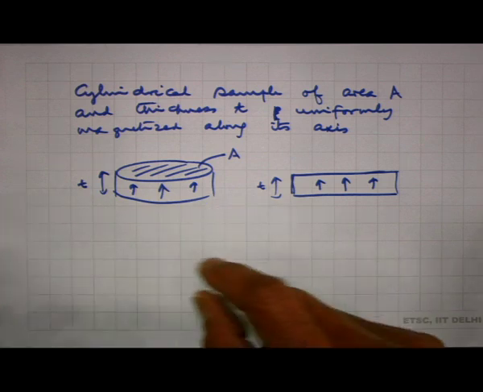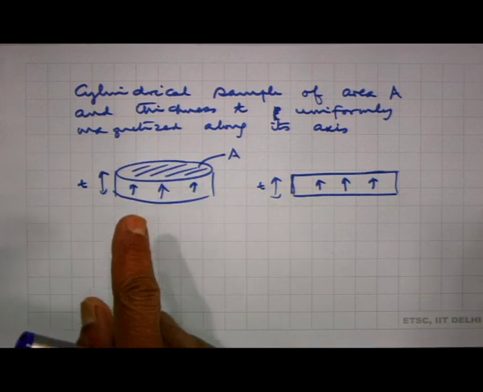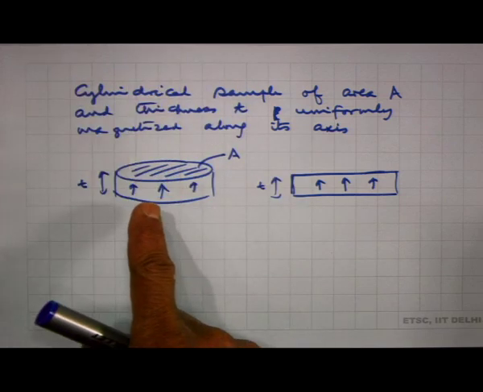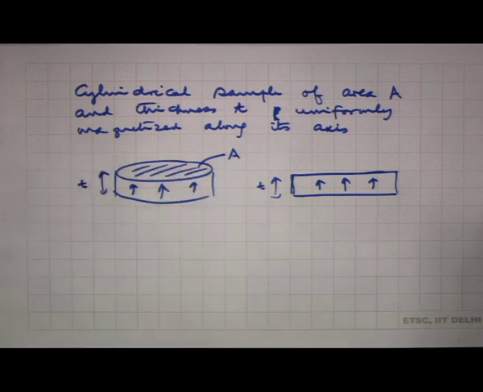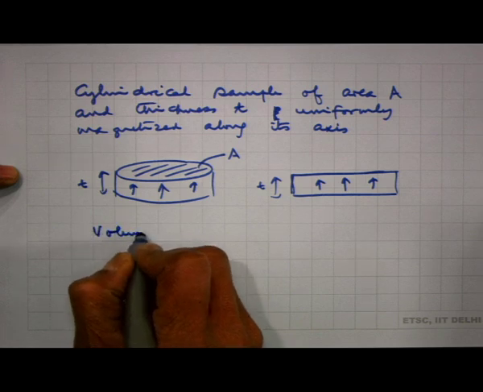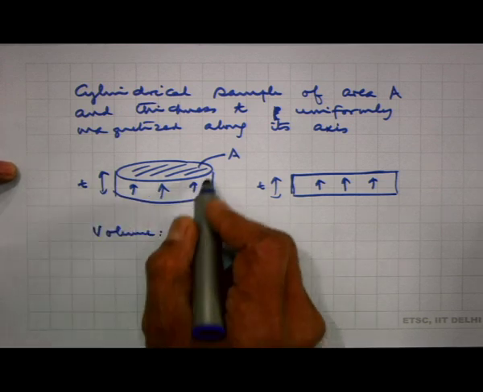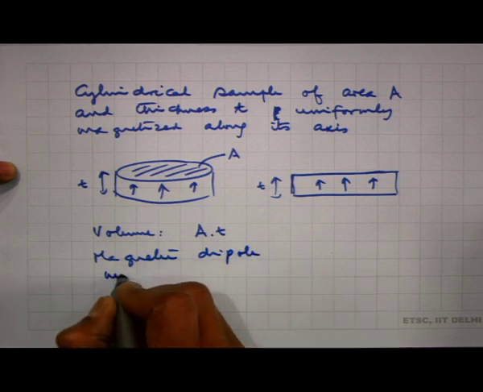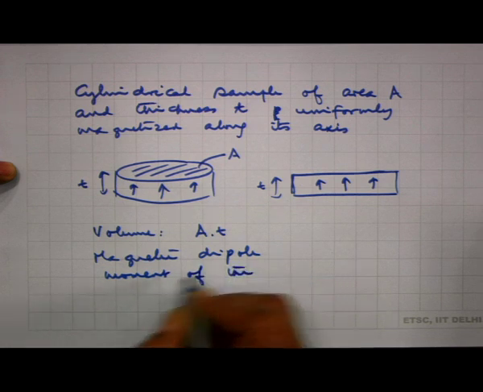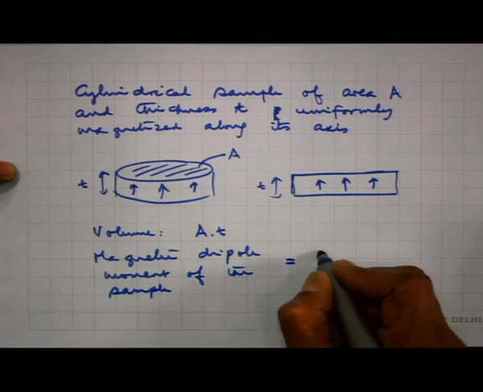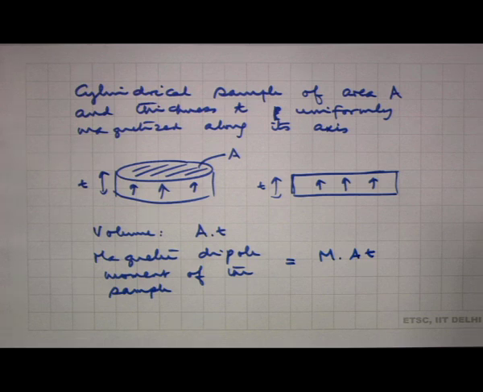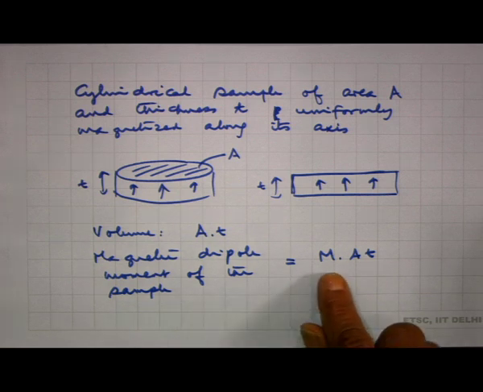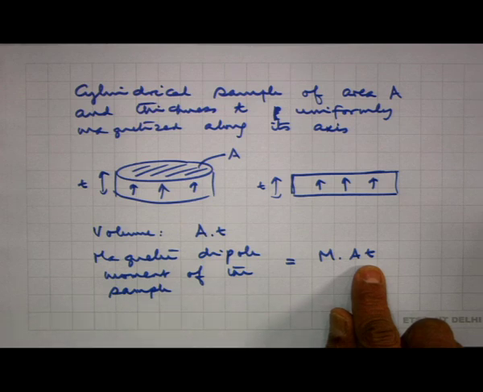So, I have a cylindrical sample uniformly magnetized, with the magnetization parallel to the axis of the cylinder, which is vertical, of thickness T and cross sectional area A. Now, remember magnetization is the magnetic dipole moment per unit volume. This sample has a volume A times T. So, the magnetic dipole moment of the sample is equal to M times A times T. Magnetization is magnetic dipole moment per unit volume, so magnetic dipole moment per unit volume into volume of the sample gives me the magnetic dipole moment of this sample.